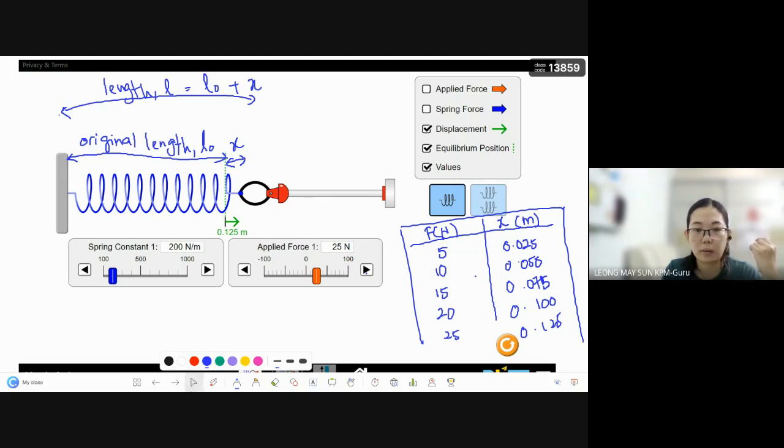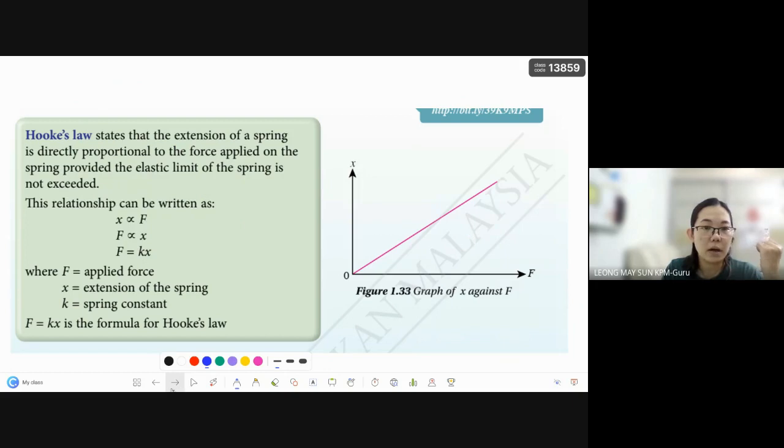Okay, I hope this is clear. So in your textbook, what is the definition of Hooke's law? According to the textbook, Hooke's law states that the extension of a spring is directly proportional to the force applied on the spring, provided that the elastic limit of the spring is not exceeded. These are the keywords that you have to remember if the question asks you what Hooke's law means.